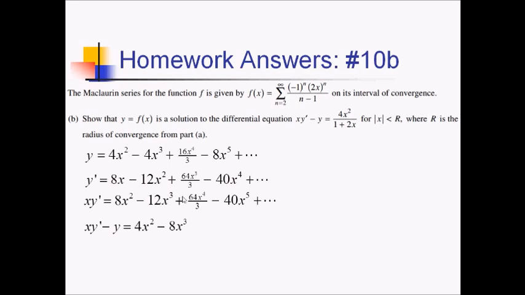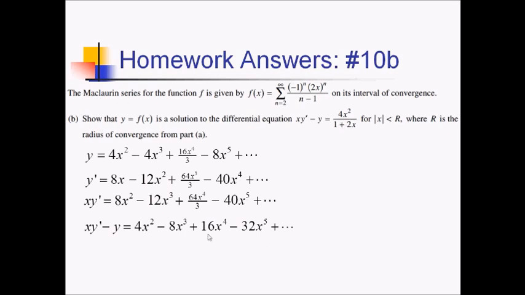And then we've got 64x to the fourth over 3 minus 16x to the fourth over 3. Well, that's going to be 48x to the fourth over 3, which we can reduce to just 16x to the fourth. And then finally, negative 40x to the fifth minus negative 8x to the fifth. So we're adding 8x to the fifth to get negative 32x to the fifth. And we could keep going. So now we have to show that this is equivalent to 4x squared over 1 plus 2x.